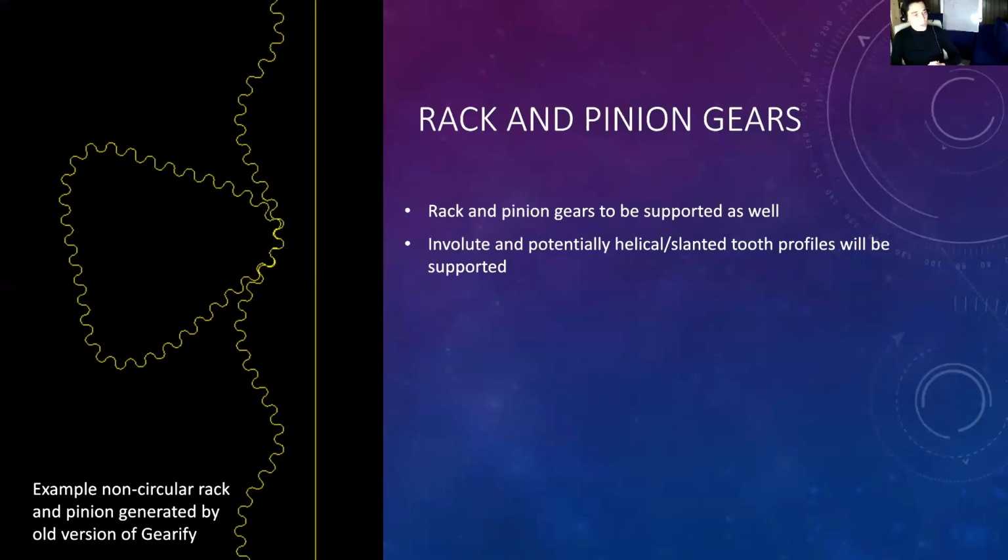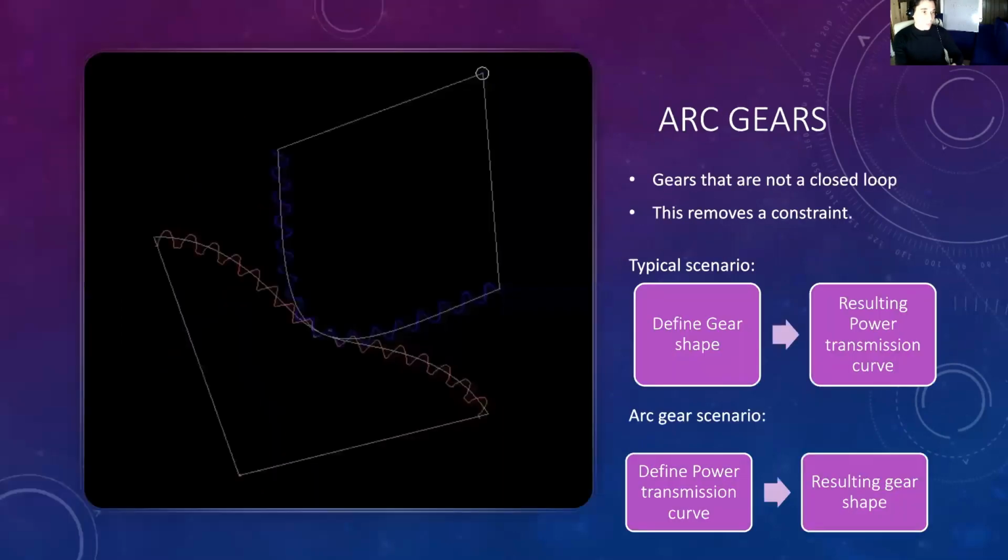Rack and pinion gears. This is something I've been meaning to finish for a while. Involute teeth have been more the priority. Here's an example shown with the old version of Gearify. I didn't have any really good screenshots to give you at the moment. But this is more or less what they would look like, only you would have involute teeth, and potentially I will support the helical gear arrangement as well for these guys.